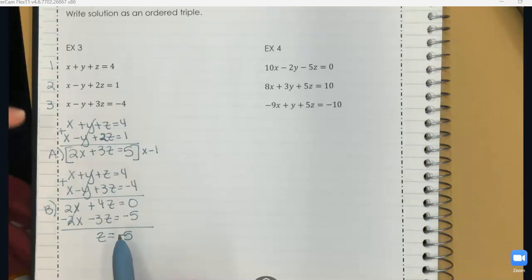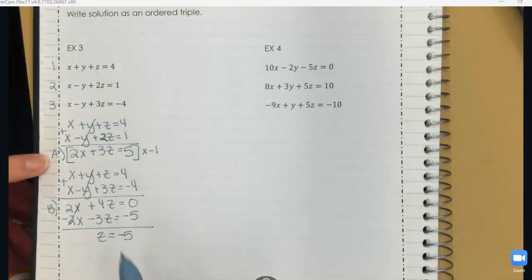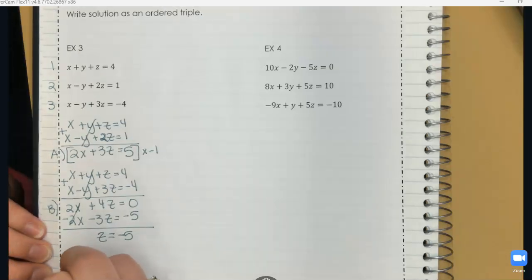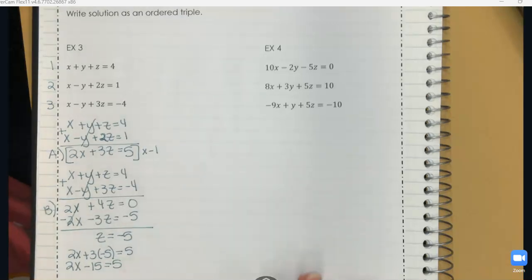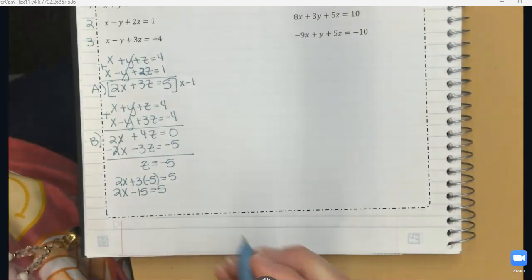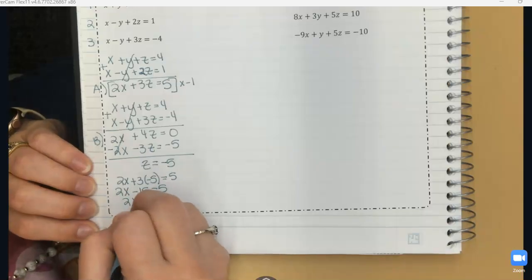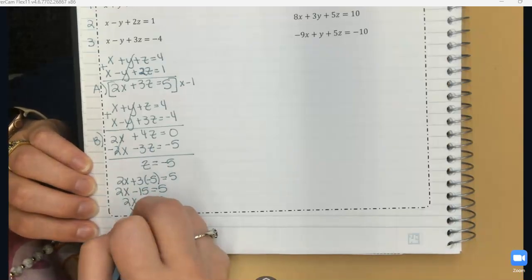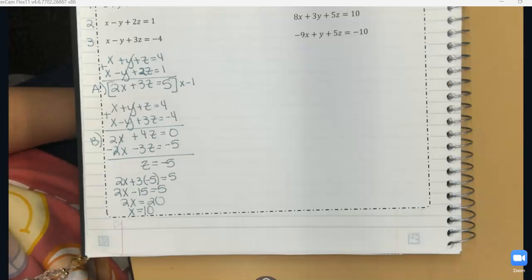or equation B. They're both kind of similar as far as the number of coefficients and how large they are, so I'll just go back to equation A for simplicity. So plugging in -5 for z here, 2x minus 15 equals 5, so I can add that 15 to both sides, and I get that 2x equals 20, which means x is 10.